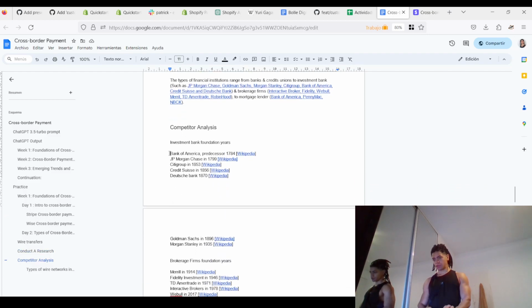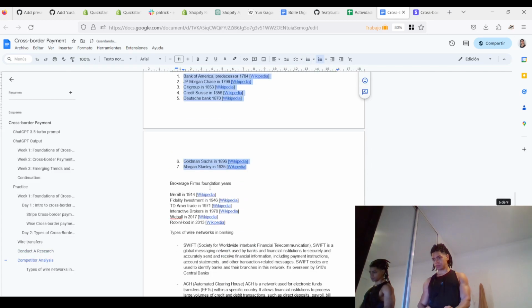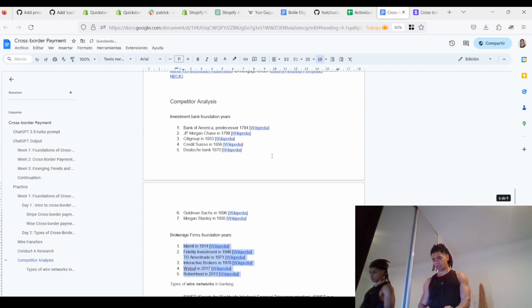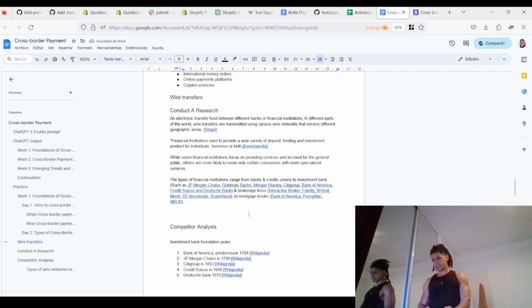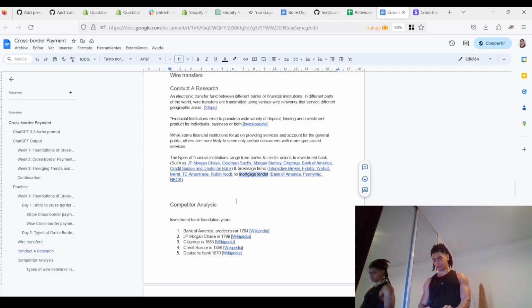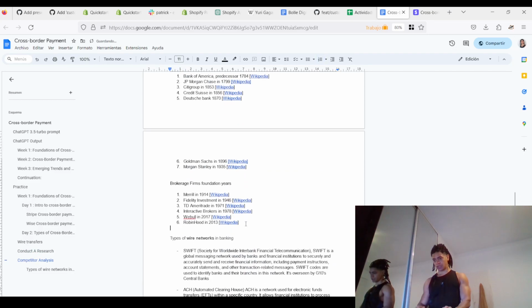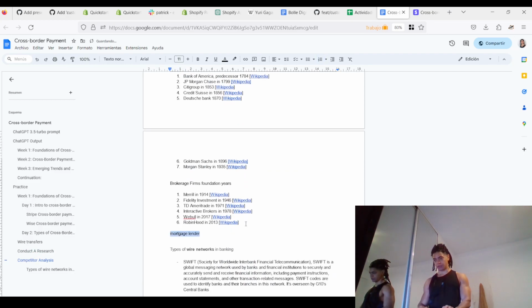For this, we have investment banks and foundation years, which brings more perspective about all of these actors involved, as well as mortgage lenders. Now I'm going to add the mortgage lenders.